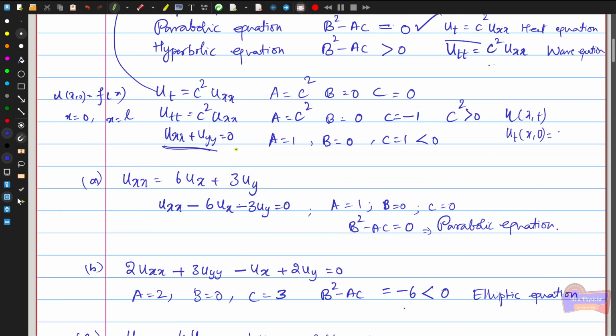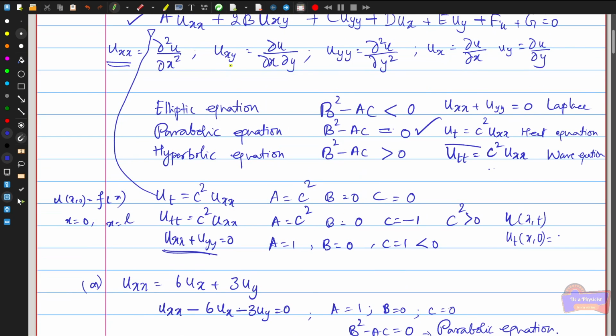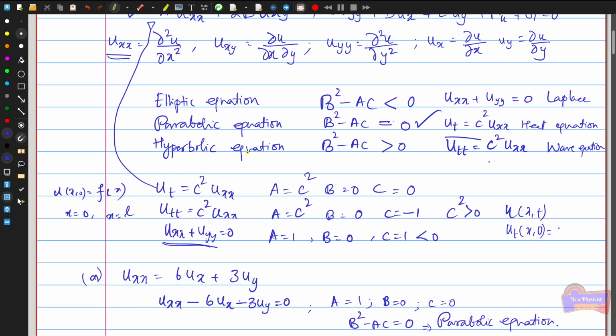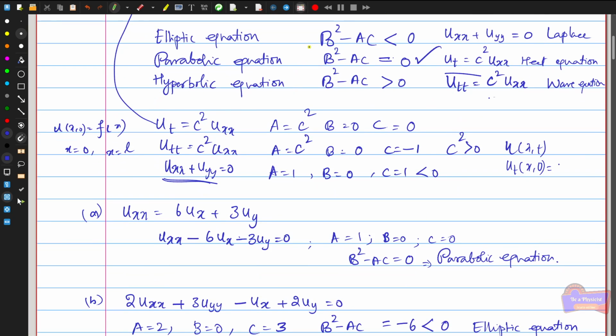Similarly, in this way, whatever second order partial differential equation is given, you can easily identify which category the corresponding equation belongs to, just by comparing the conditions and the coefficients of the corresponding equation.